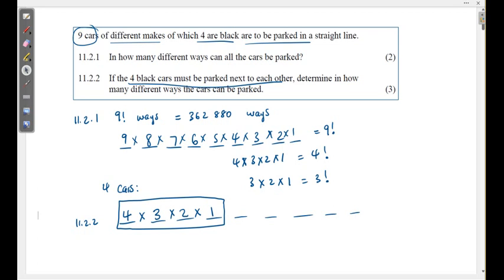So the final answer, good people, should be: the restriction. I always say, you write how many do I have in the restriction. In the restriction we have 4. And for the remaining ones, it is 5 spaces, but now you add 1 for this group, so you have 6 spaces. So the final answer would simply be 4 factorial multiplied by 6 factorial. It will give you the number of ways that they can be parked. Did anyone get this?